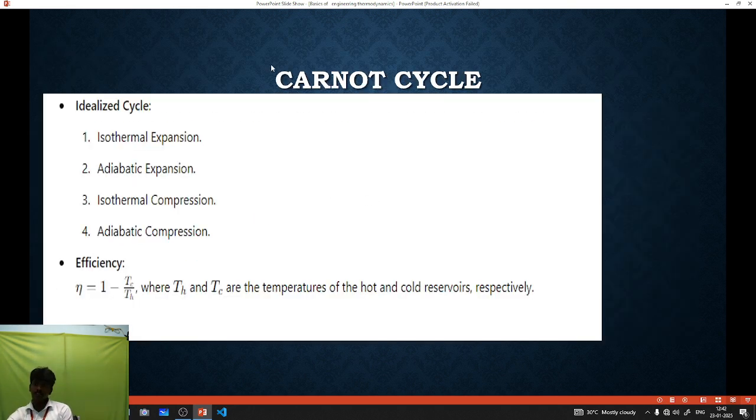Carnot cycle is an idealized cycle, an imaginary cycle. It contains four processes. The first one is isothermal expansion, the second is adiabatic expansion, the third is isothermal compression, and the fourth is adiabatic compression. These four make a Carnot cycle. Carnot says 100% of the engine's work, how much output is produced by the Carnot cycle. In practical application, it is not possible.